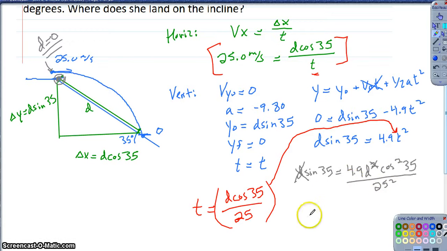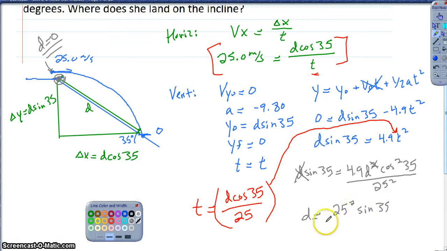So then from here it truly is just a matter of rearranging this equation and solving for d. So I would multiply both sides by 25 squared. So I get 25 squared sine of 35. And then all over once I divide by 4.9, and keep in mind this is again cosine of 35, that whole thing, squared on bottom. Okay, so at this point it's just the algebra. I will leave that calculation to you to make sure you guys can double check it. But anyway, hopefully it's not too bad.